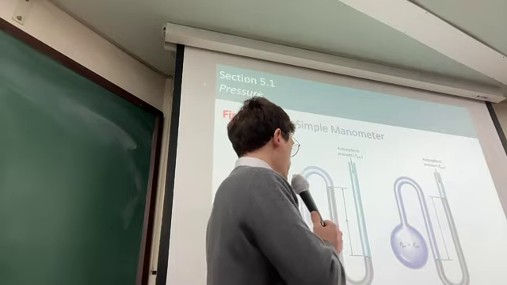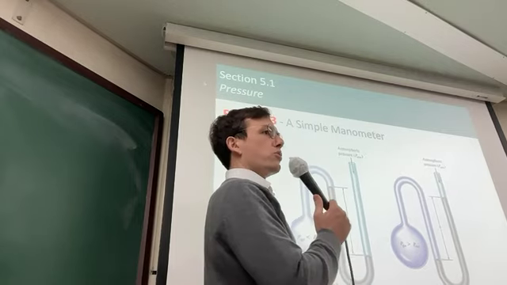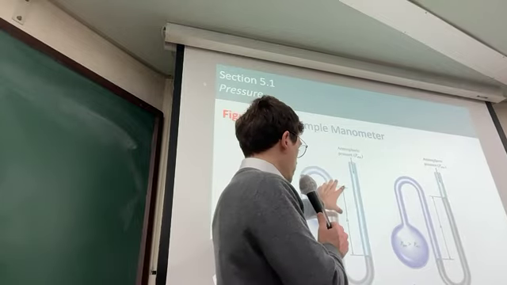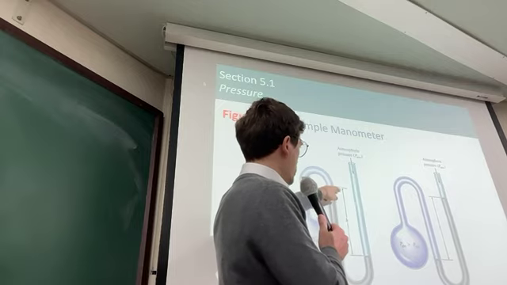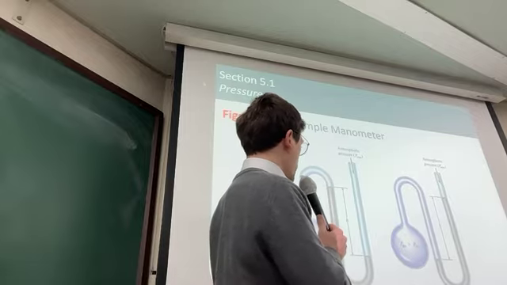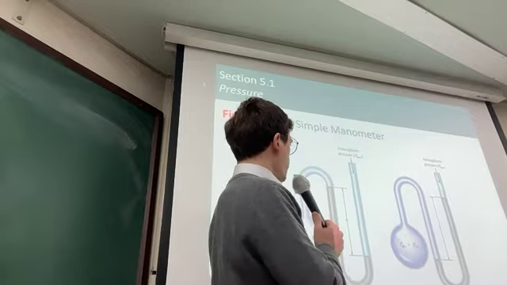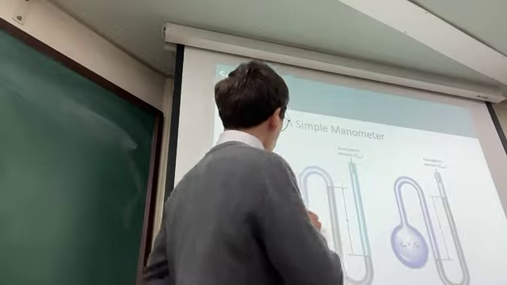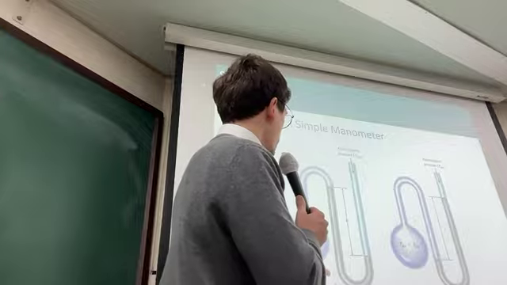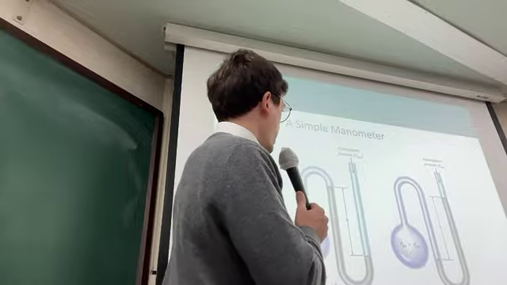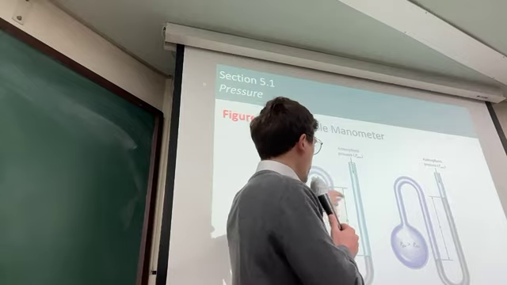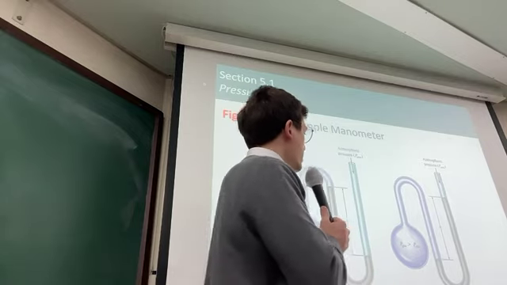So if the height is 0, that means the pressures will be exactly the same. If the height is, in this case, negative, right, then P gas would be higher than P atmosphere. But actually, in this case, P gas is smaller than P atmosphere. So I guess they define the height in the other direction. So I guess this would be a positive height and this would be a negative height.